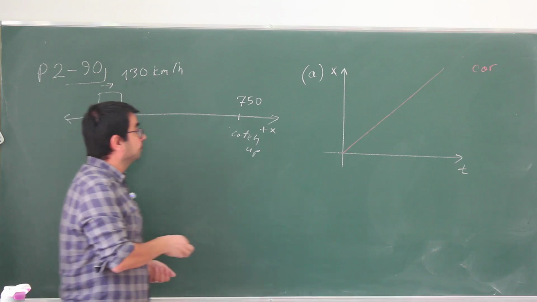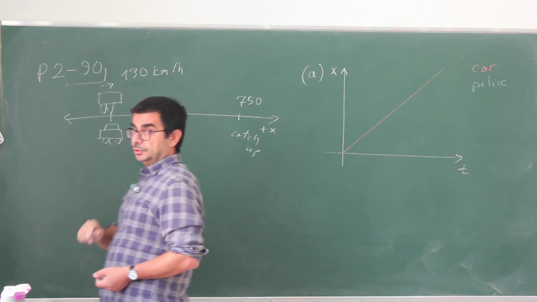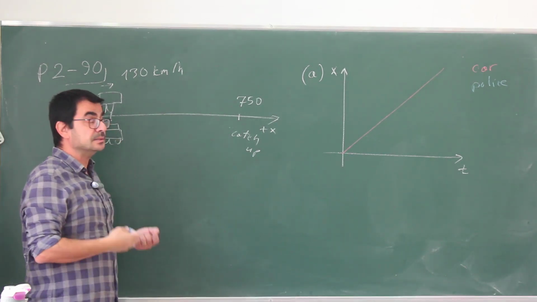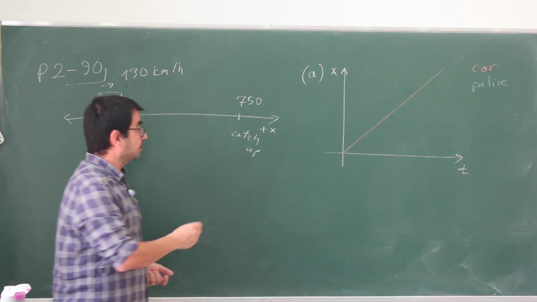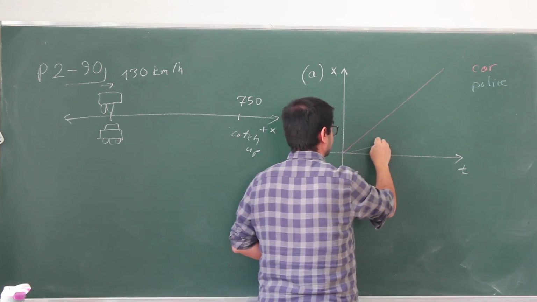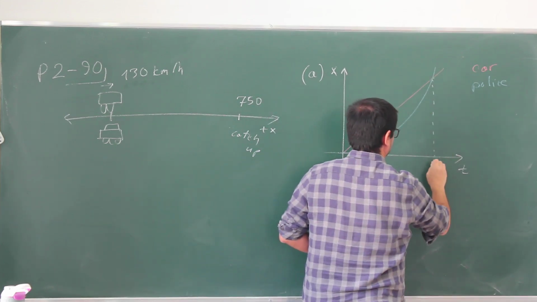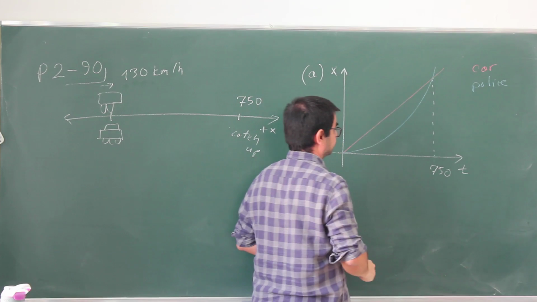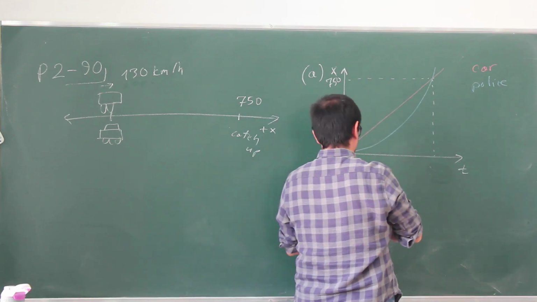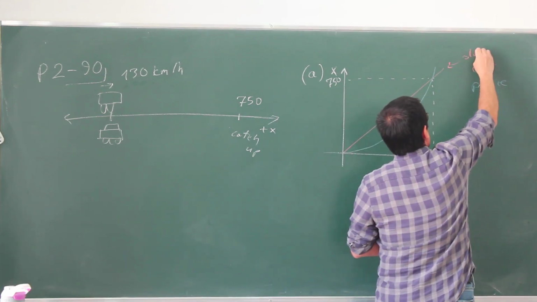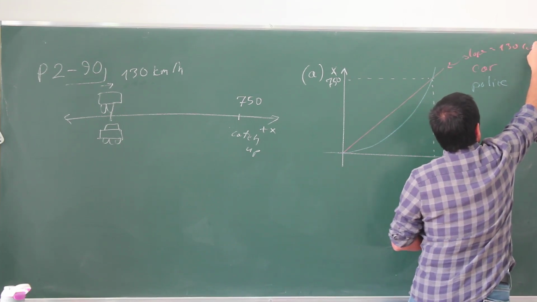For the police car, they are going to start at 0 velocity and they're going to have a constant acceleration. A constant acceleration motion looks like a parabola in an x versus t graph. They're going to start with 0 slope because they start at 0 velocity, and this is what the parabola is going to look like. It reaches 750 here, and the slope there is 130, converted.